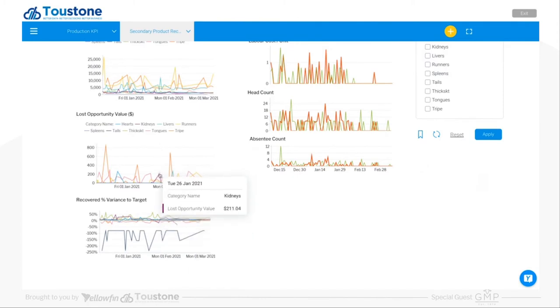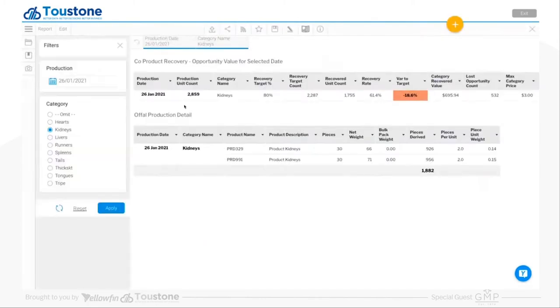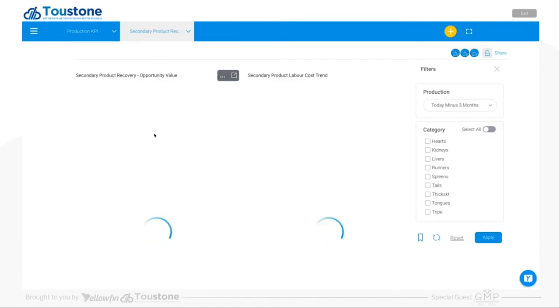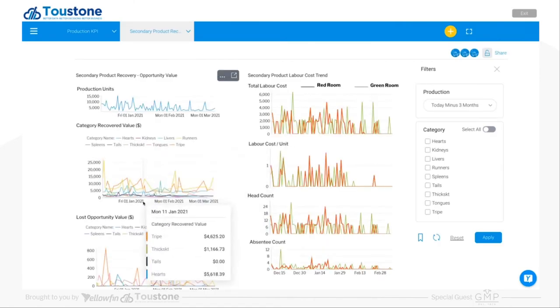And we can drill in and we can see, this particular day, we have a target of harvesting 80% of our kidneys, but in this particular day, we only actually harvested 61%. So that's, in this example, a lost opportunity of $200. Not big dollars, but en masse, that starts to add up. Now, this is the sort of way of premiumizing, if you like, maximizing the return on your production to make sure that we are tracking the opportunities that we have there. And if we're not, calling that out and giving the business the opportunity to see that and react accordingly.